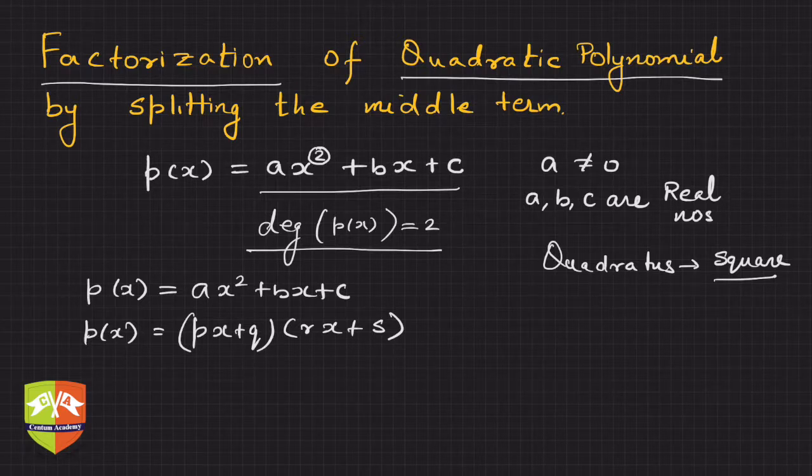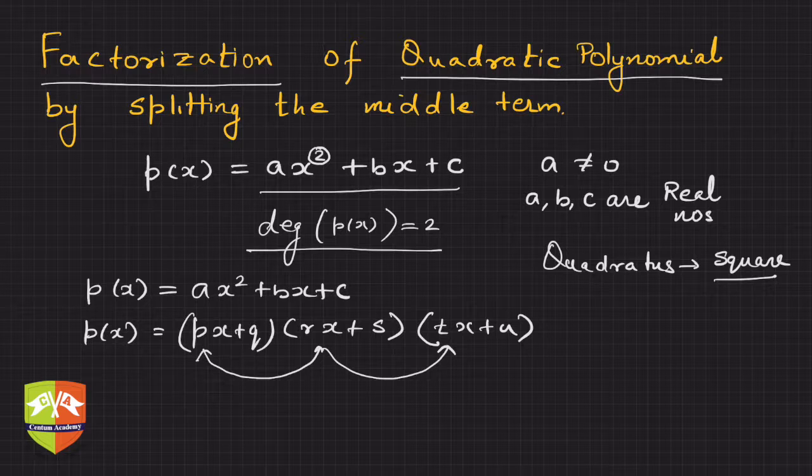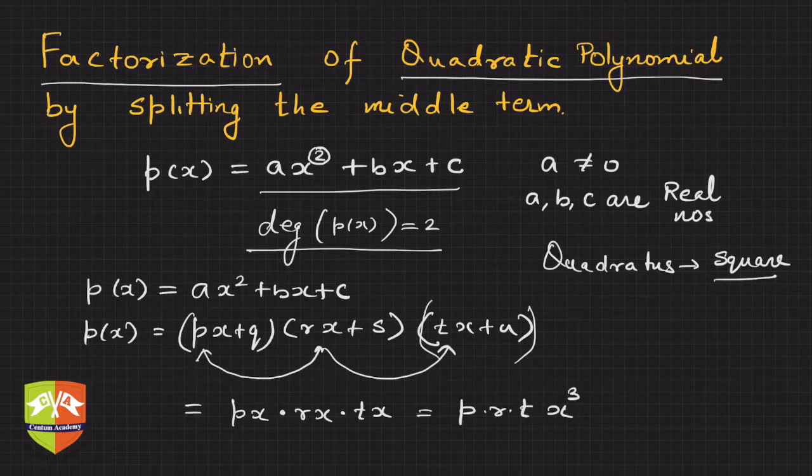Why? Because if you have, let's say, three linear factors, let's say tx plus u, then what will happen? When you open all the three brackets, you will first multiply the first two, px times rx, and then when the third bracket is opened, tx will be multiplied to px times rx. So there will be one term which will be px times rx times tx, which will be nothing but p times r times t x cubed. Now in the LHS there is no cube term, so it cannot have more than two linear factors, right? So always remember, if the degree is 2, the maximum number of linear factors possible is 2. If the degree is 3, 3 linear factors, like that.